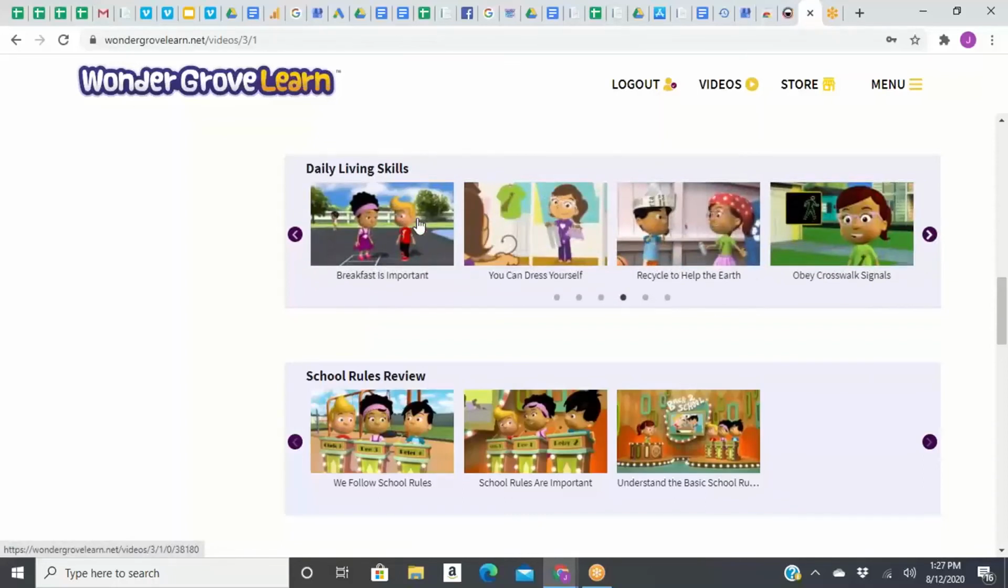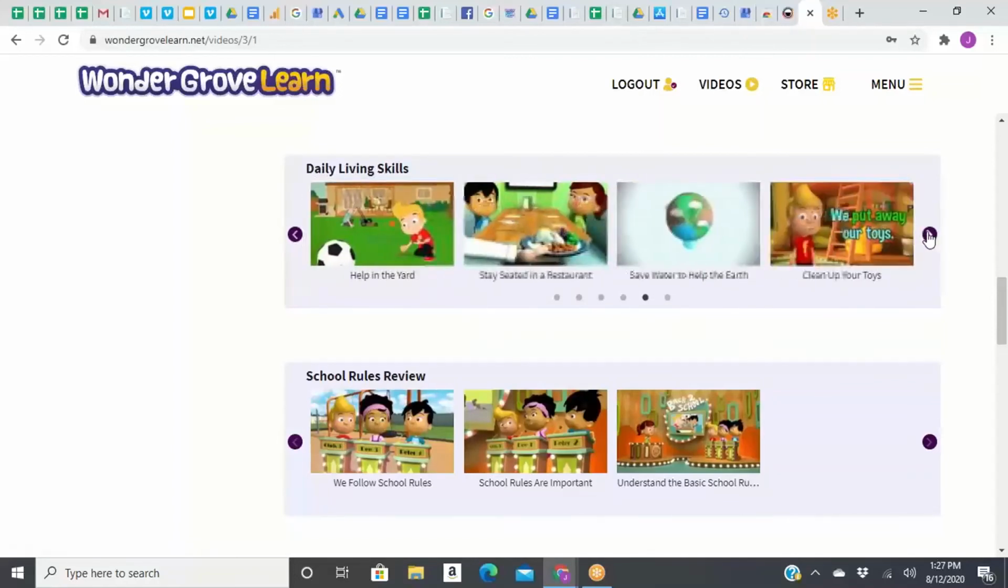Breakfast is important. You can dress yourself. Recycle to help Earth. Obey crosswalk signals. Help in the yard. Stay seated in a restaurant. Save water to help Earth. Clean up your toys. This is one of the first ones I watched with my daughter when she was about 1.5 years, and she started picking up certain toys, not all of them, but she now picks up her books and her stuffed animals.